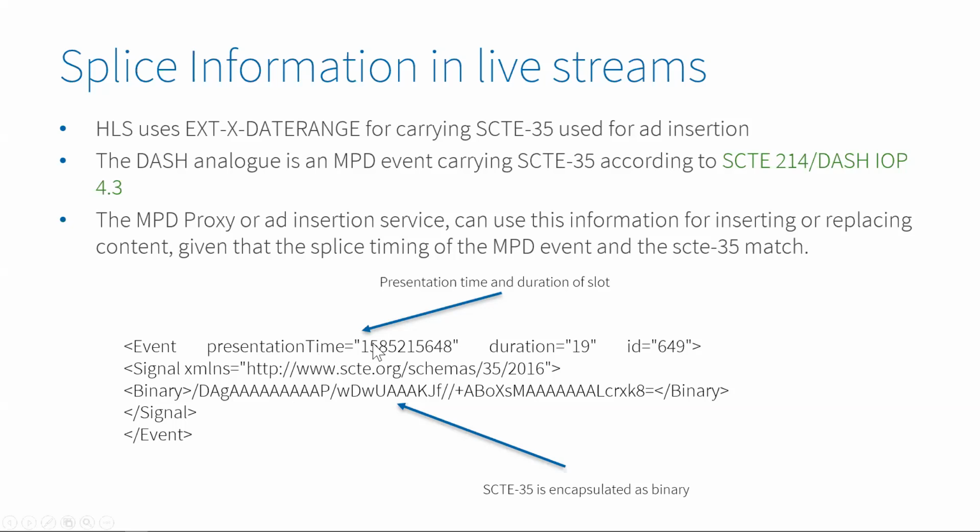Basically you have your start time in the presentation of your ad insertion slot, and then you have the duration of the slot. And then you have this binary SCTE-35 message, which contains some of the additional information. Then, as I mentioned in the first slide, later on in the MPD proxy, you can use this information to replace content that's already stored in the CDN. I will come to that later, but it's important to mention that for interoperability, you can use the MPD event for DASH, and you can use the date range for HLS.